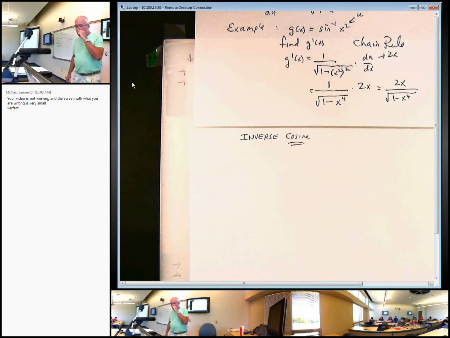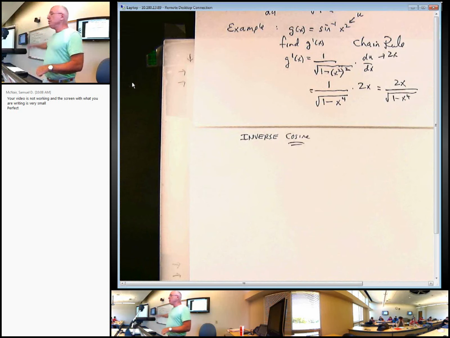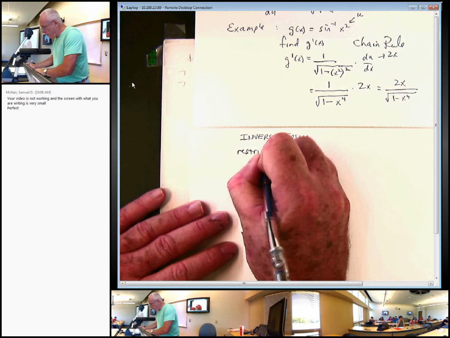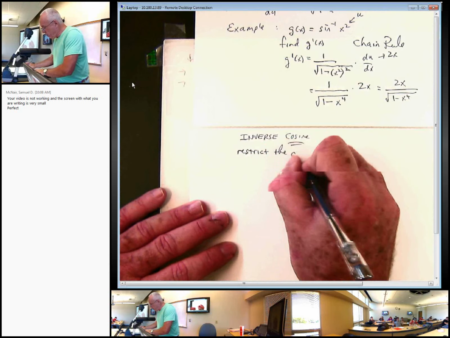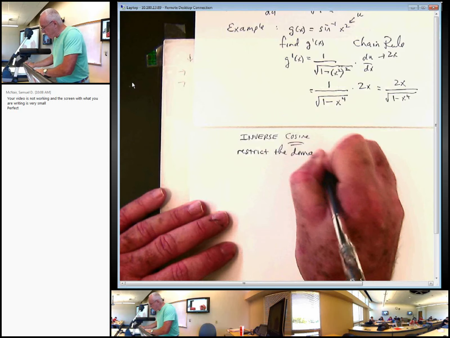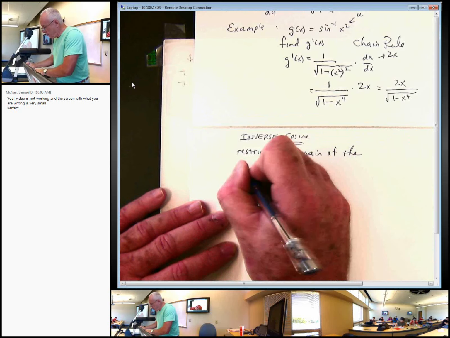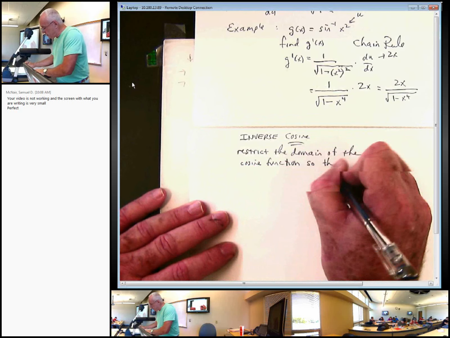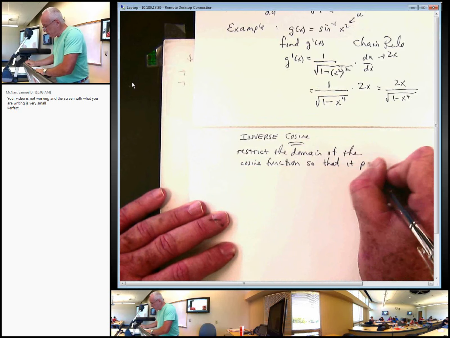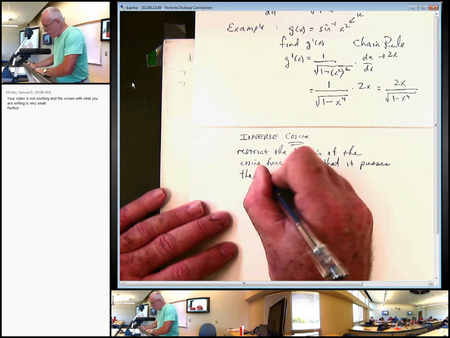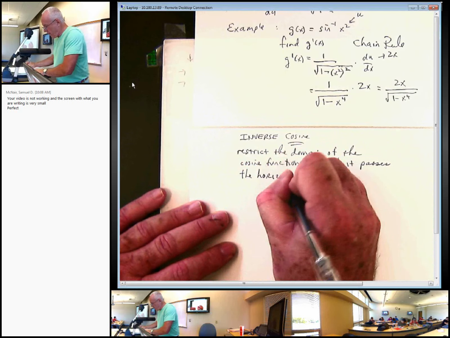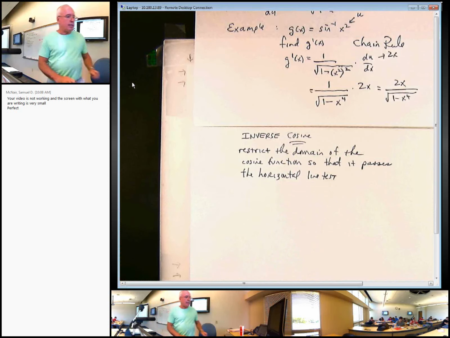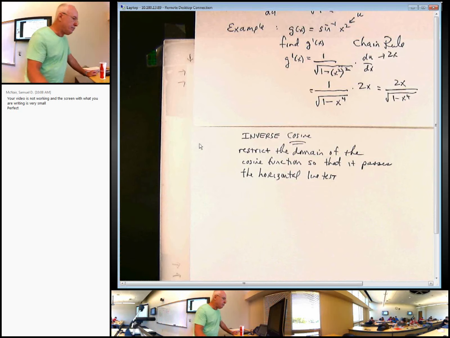Now, the cosine function goes up and down just like the sine function does. So we have to restrict the domain of the cosine function so that it passes the horizontal line test.